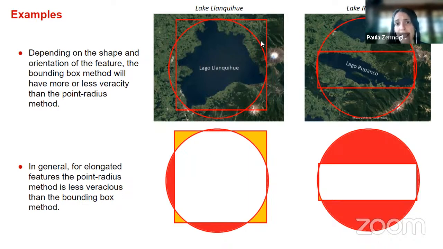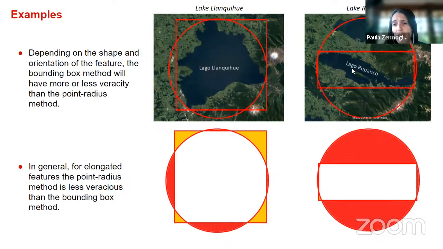If we use a rectangle, a bounding box, we also overestimate. And in this case, we see that that overestimation is a little bigger here in yellow for this location. So if the shape of the location is more round, then the point radius method does better than the bounding box.